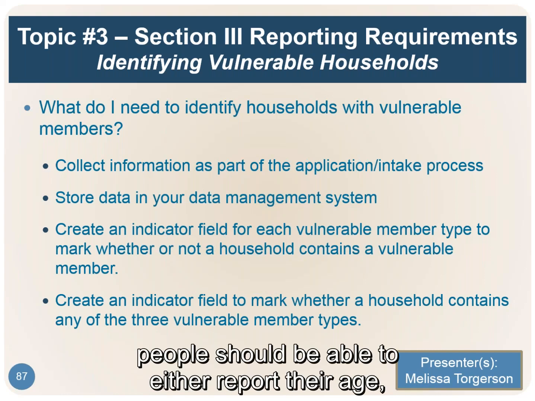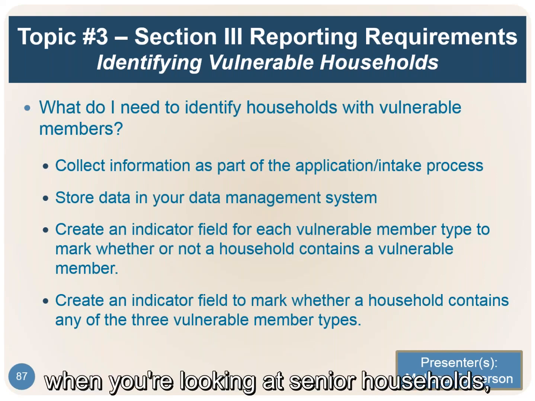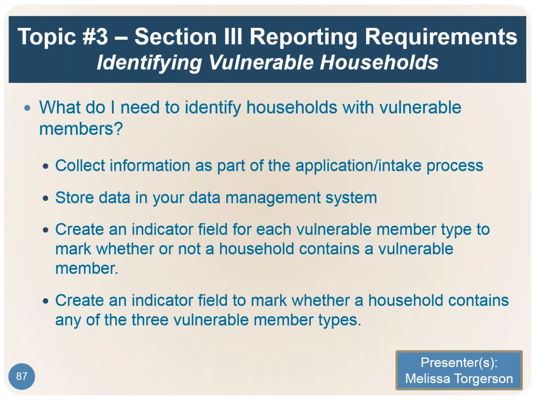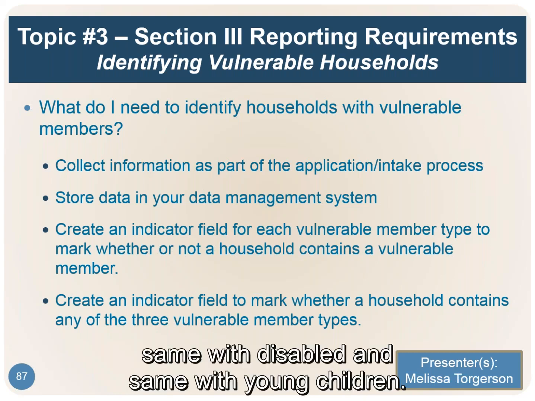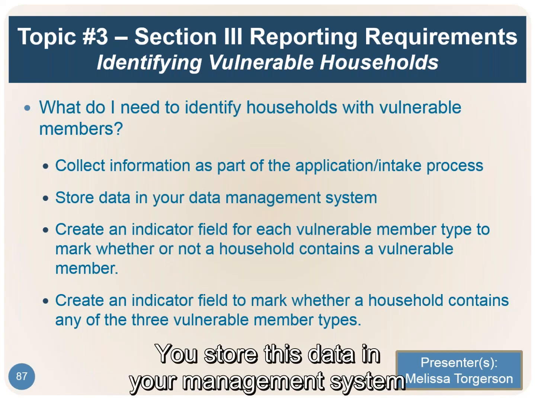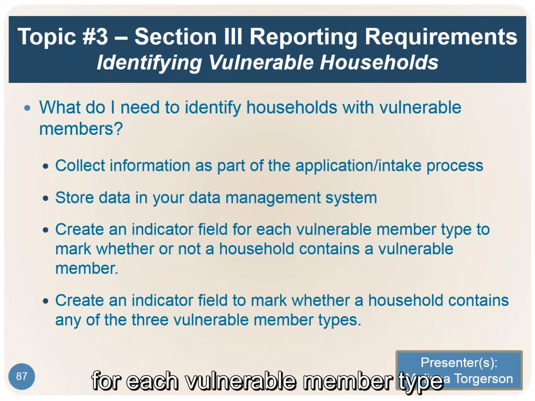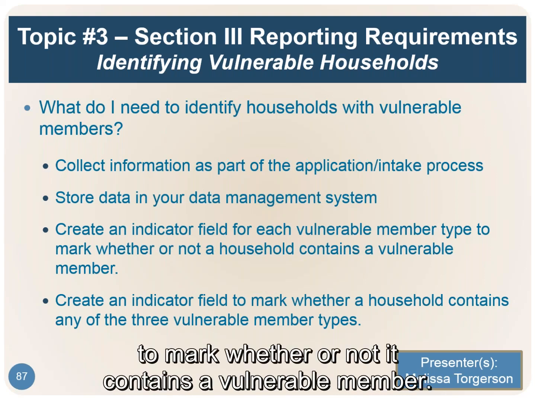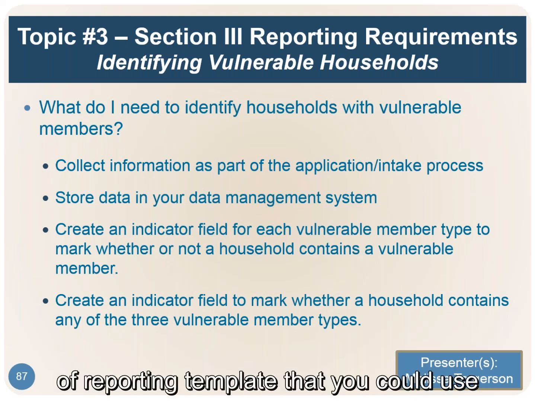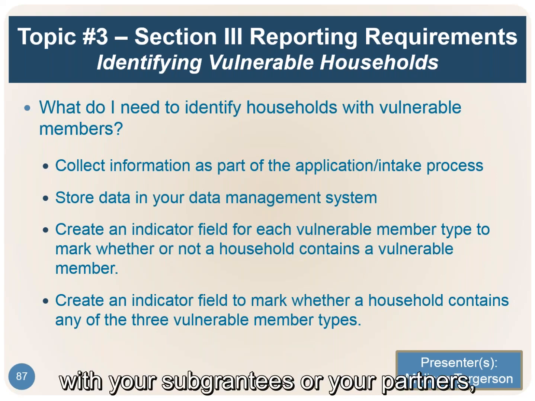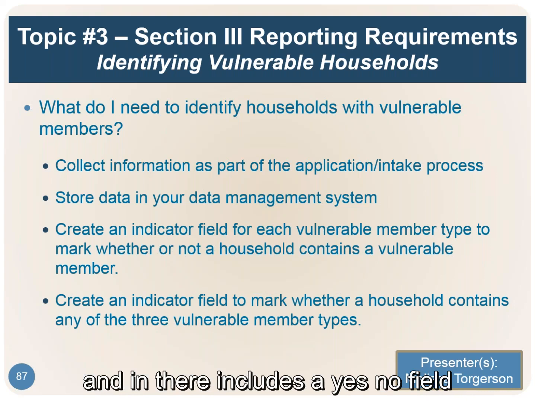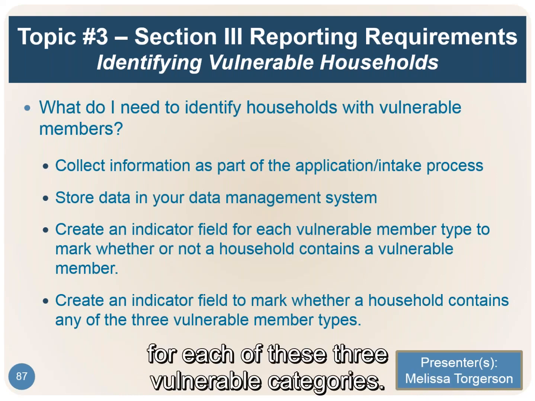People should be able to either report their age, when you're looking at senior households, or check senior, same with disabled and same with young children. You'd store this data in your management system, and then you'd have an indicator field for each vulnerable member type to mark whether or not it contains a vulnerable member. So we showed you earlier that reporting template that you could use with your subgrantees or your partners, and in there includes a yes/no field for each of these three vulnerable categories.